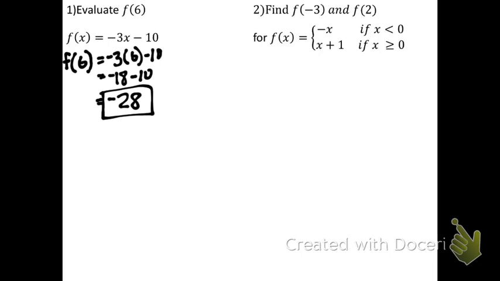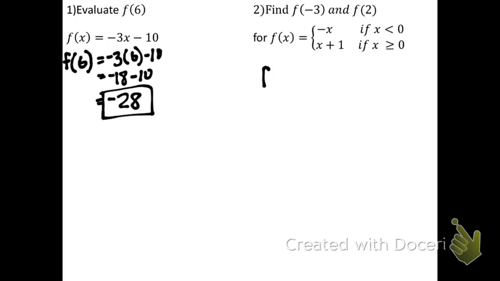Okay. Number 2 is a little bit different in the sense that it's asking us to find f of negative 3 and f of 2. When that's the case, it gives us rules. It says f of x will be equal to negative x only if x is less than 0. But f of x is also equal to x plus 1 when x is greater than or equal to 0. So we have two different rules, and we have two different numbers we're going to start with.